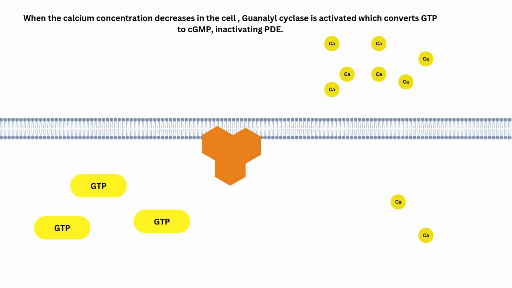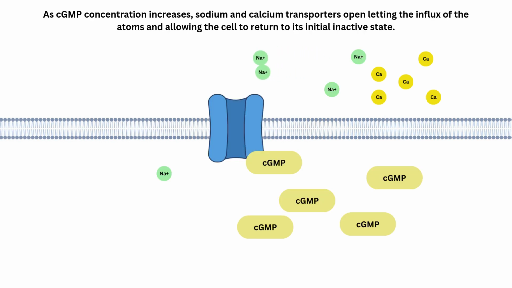When the calcium concentration decreases in the cell, guanylyl cyclase is activated, which converts GTP to cyclic GMP, inactivating phosphodiesterase. As cyclic GMP concentration increases, sodium and calcium transporters open, letting in the influx of the ions and allowing the cell to return to its initial inactive state.